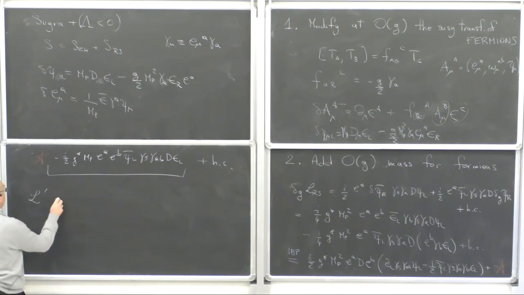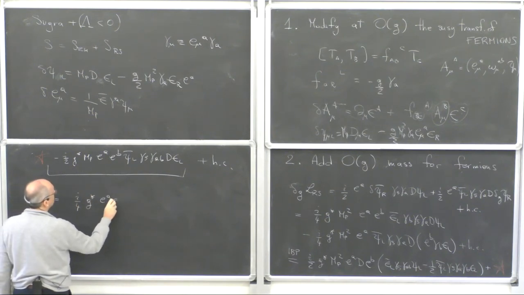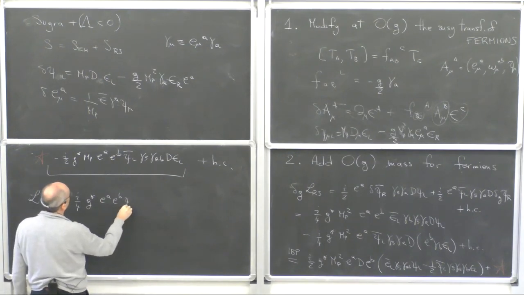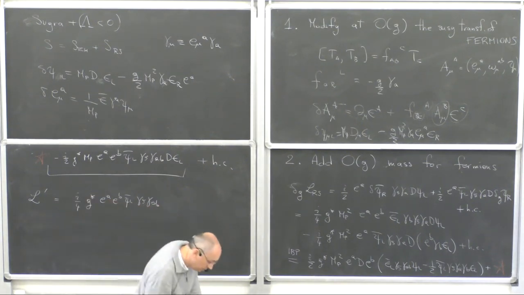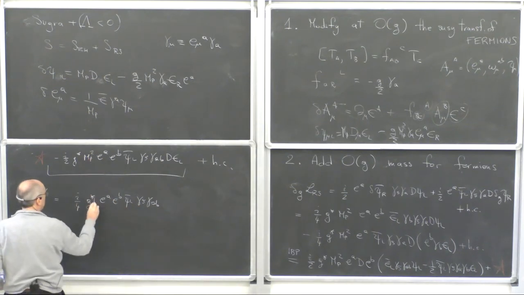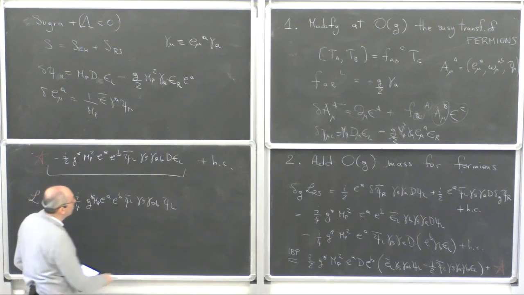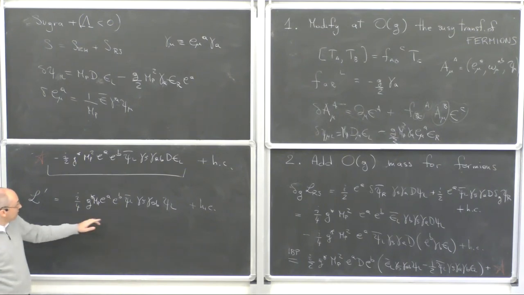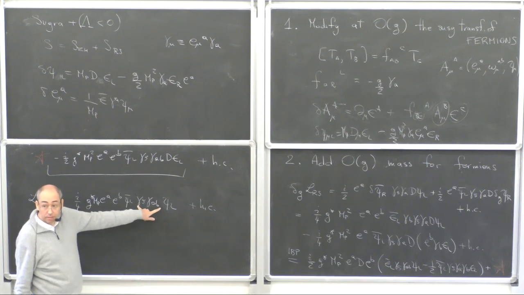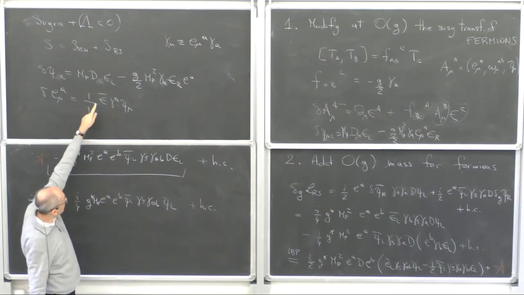a new term, an L prime, let's say, of order G, which is, you see, i over 4 G star e^a e^b psi bar left, gamma 5, gamma AB, I'm afraid there was an M_P squared here as well, no? Yeah, M_P squared, because I need to have one mass remaining here. Psi left. You see, if I have this term, plus of course Hermitian conjugate, when I vary this term, I have two times psi left, and both variations will sum up, and each variation will generate a term from that transformation, which is of this form.